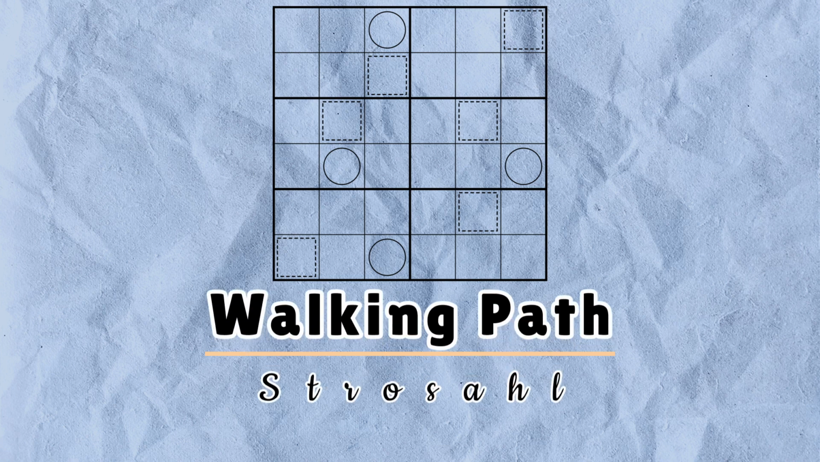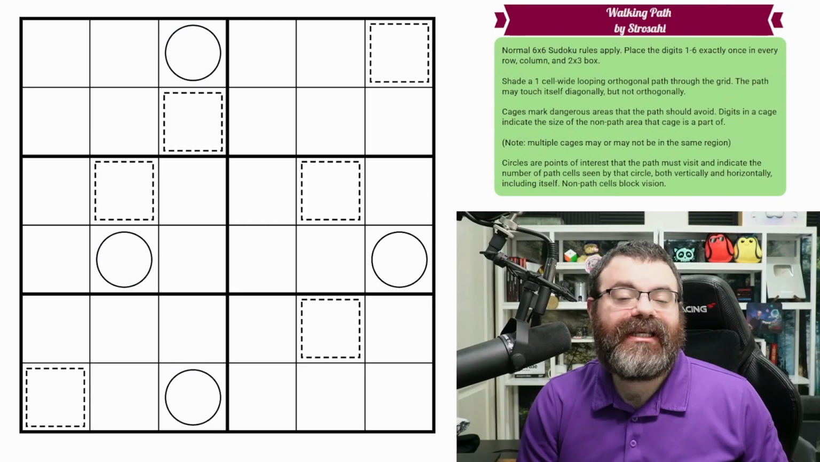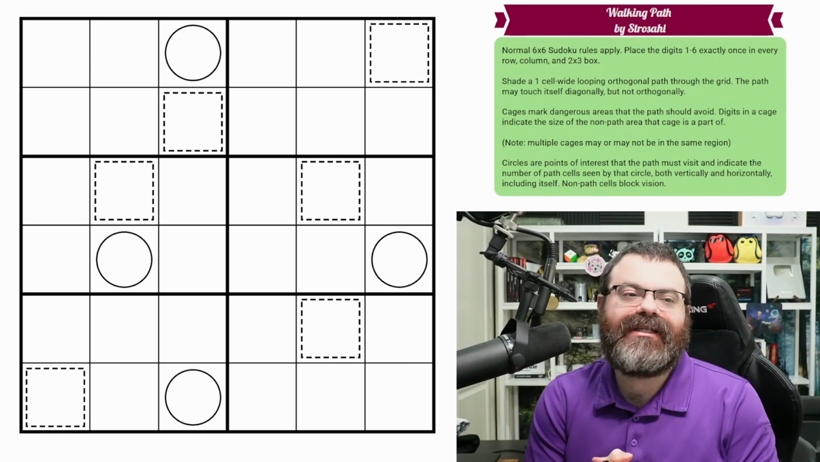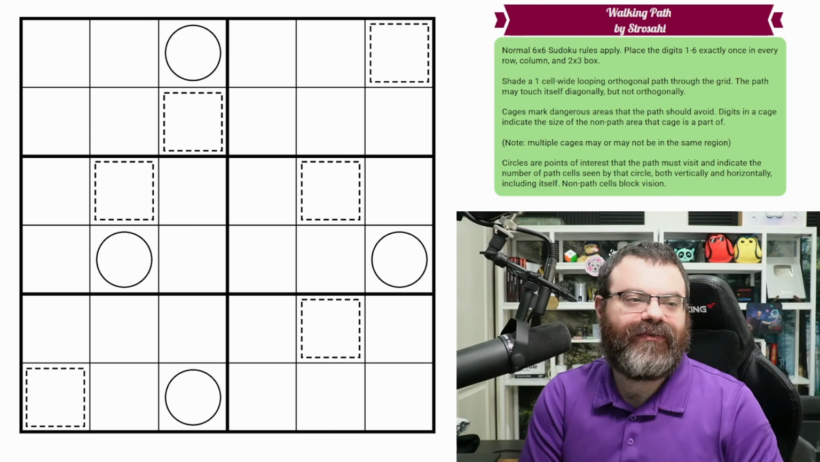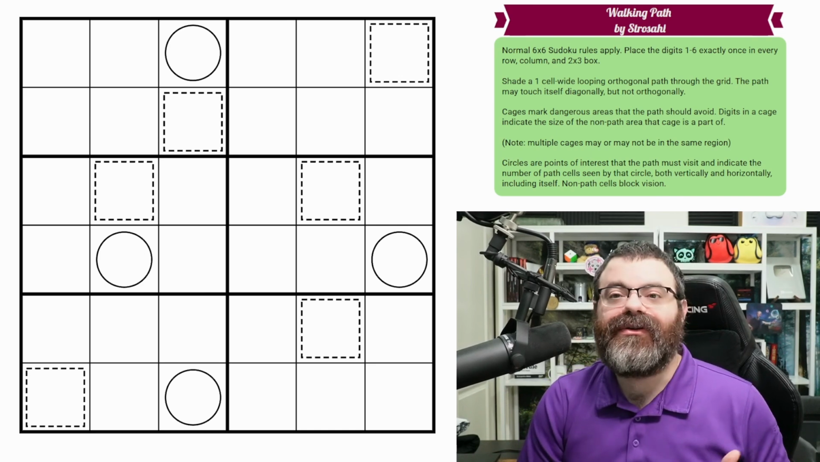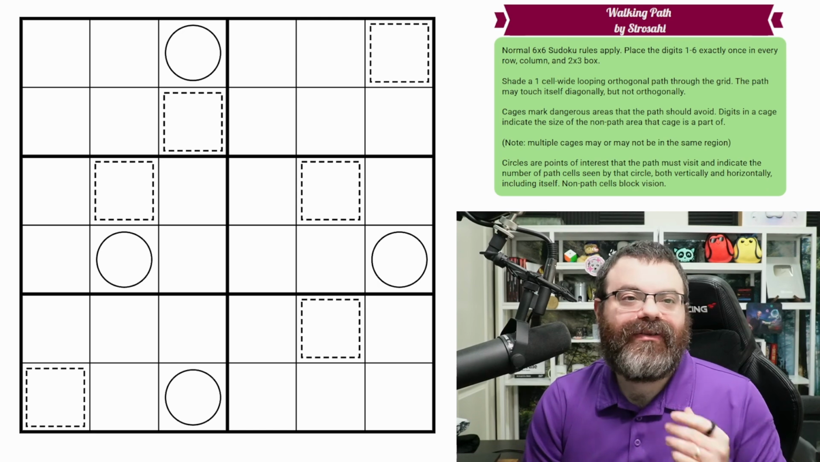Hello, let's continue our Sudoku adventure with Walking Path by Strosahl. So this continues our shading theme week, where we are shading cells as part of the puzzle. It's not just encouraged to shade cells, you must in the rules. So getting the correct shading is also part of getting the correct answer, though Sudoku Pad does not check that. All right, so let's go over the rules.